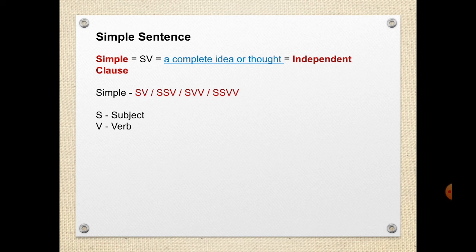So, a simple sentence equals, at the same time, an independent clause, a clause which can stand on its own. Now, I did say just now that a simple sentence must have at least a subject and a verb. At least. So it means that it can have more subjects or it can have more verbs. All right, so let's see the forms that it can be. You have S plus V, which basically means there's one subject and one verb, and then you have two subjects and then one verb.